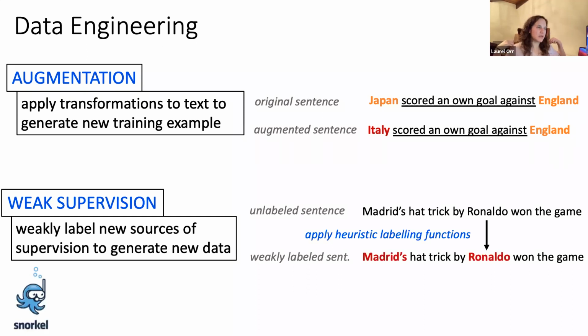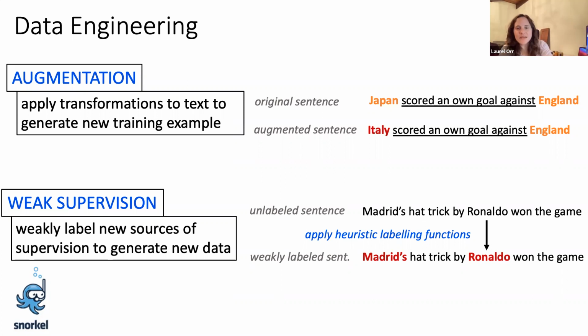Now, a weak supervision or weak labeling method is one where, as I'll show, we actually do a relabeling technique, but you use heuristic labeling functions to merge different sources of supervision together to generate more training data. So if you had some unlabeled sentence from a sports website that was talking about Madrid's hat trick by Ronaldo winning the game, you could conceivably write a labeling function that was looking for popular soccer players and the teams that they played on, and then weakly labeling those as mentions as well that you could train on. And this is, again, very similar to the method that we did with Wikipedia to improve performance back in Bootleg.